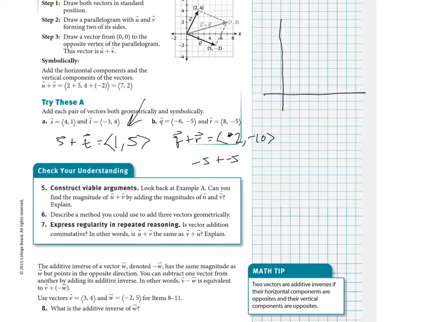So you start with the first one, and whichever one you call the first one, it really doesn't matter. I'm going to call vector S my first one, and you draw your first one in standard position. So from 0, 0 to 4, 1, so we're going to go right 4 and up 1.